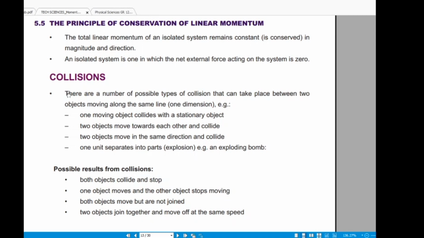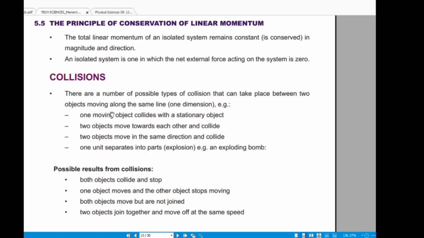So there are a number of possible types of collision that can take place between two objects moving along the same line, that is in one dimension. For example, one moving object collides with a stationary object. The example yalokhu would be when a ball is bouncing against the wall. The wall is a stationary object and the ball is a moving object, right? One moving object collides with a stationary object.